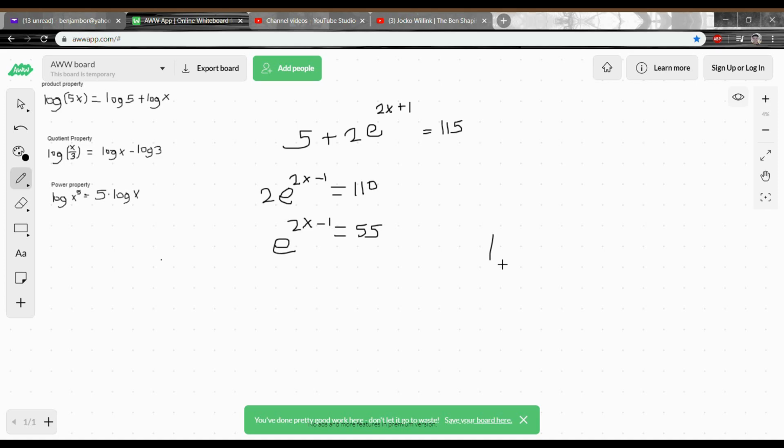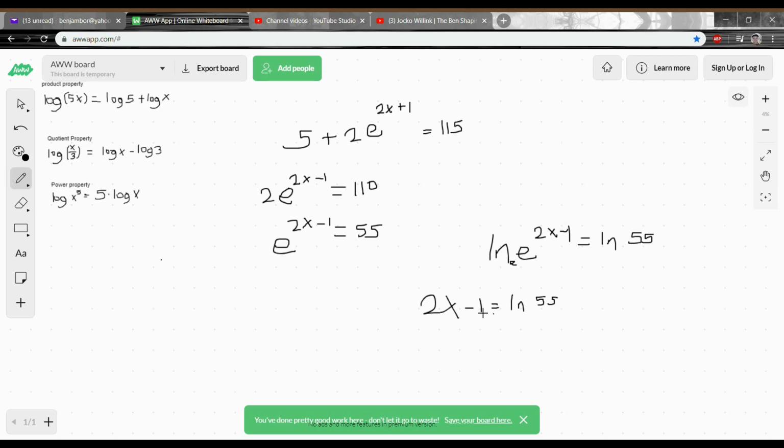So let's do that. The natural logarithm of e to the 2x minus 1 is going to equal the natural logarithm of 55. Now we're going to use the power property to bring this 2x minus 1 to the front. 2x minus 1 times the natural logarithm of e. Remember, our base is e, so that's just going to turn into 1, so I'm not going to write it down again. That is going to equal the natural log of 55. And now what we have is a number and a number. We can solve for x.